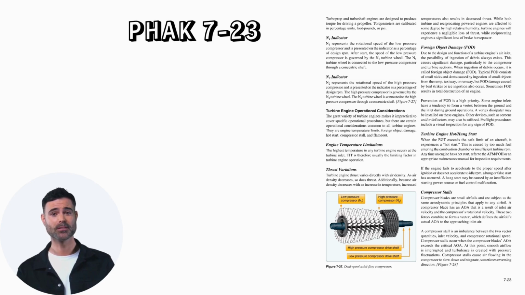Thrust variations. Turbine engine thrust varies directly with air density. As air density decreases, so does thrust. Additionally, because air density decreases with an increase in temperature, increased temperatures also result in decreased thrust. While both turbine and reciprocating powered engines are affected to some degree by high relative humidity, turbine engines will experience a negligible loss of thrust, while reciprocating engines a significant loss of brake horsepower.